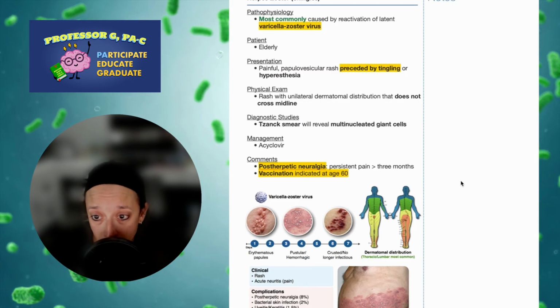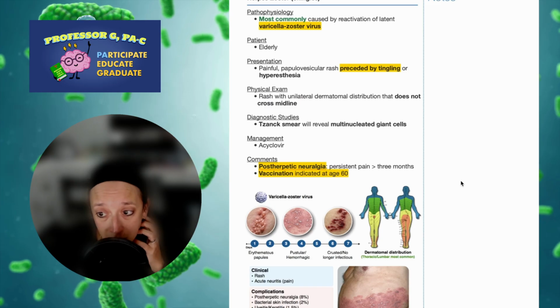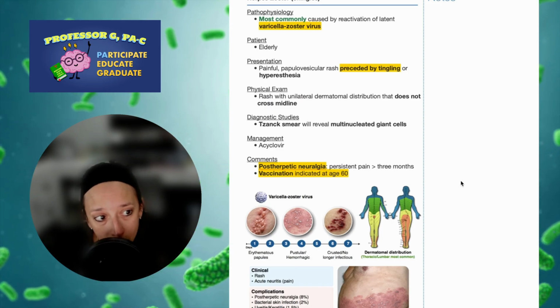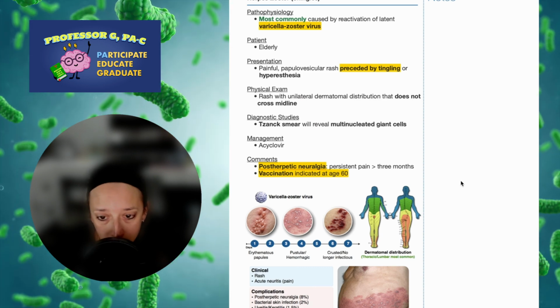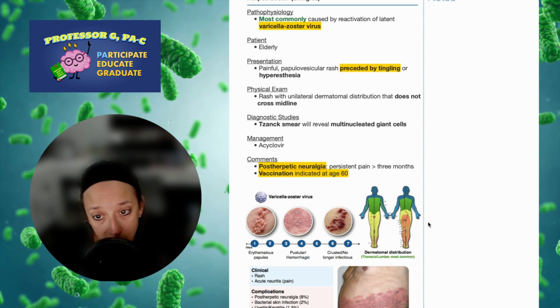Chickenpox is caused by the varicella zoster virus. Presentation for chickenpox is fever, malaise, and a vesicular rash. You'll see them in various stages of healing, and they usually refer to them as dewdrops on a rose petal. So if you see lesions in multiple stages of healing, think chickenpox.